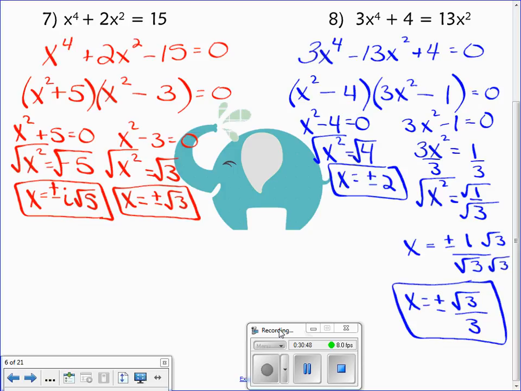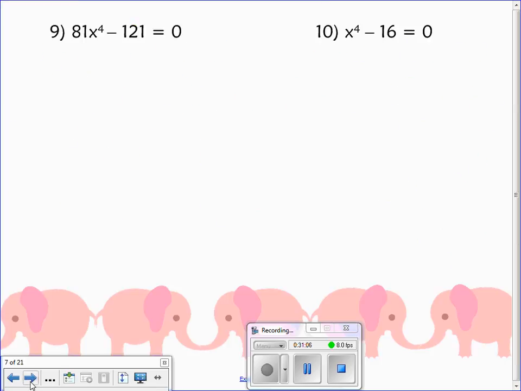The calculator, you could find that answer in decimal form, but you couldn't find it in radical form. And the imaginary ones, you can't find on your calculator. Later this chapter, I'll show you how to use your graphing calculator to help you with this, but it doesn't always help. All right, number 9.